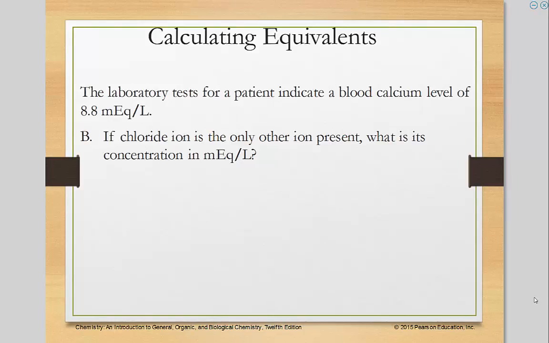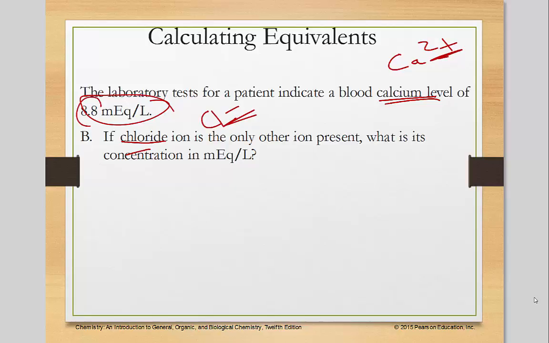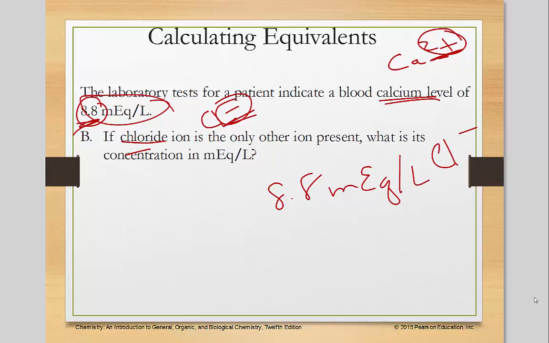Alright, so if we have 8.8 milliequivalents per liter of calcium, how many equivalents will we need of chlorine? So calcium is our +2, chlorine is our -1. So our positives are coming from calcium, our minus is coming from chlorine. But no matter what, even though this is a +2 and this is a -1, the actual total equivalents have to be the same. So if we have 8.8 of calcium, that means we need 8.8 milliequivalents of chlorine. Also pay attention that it's asking about milliequivalents. They're not asking about moles. They're asking about the equivalency.